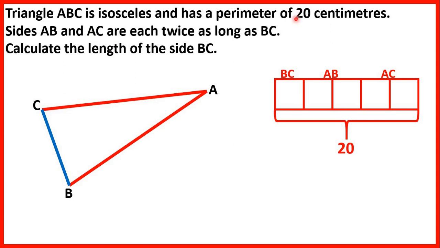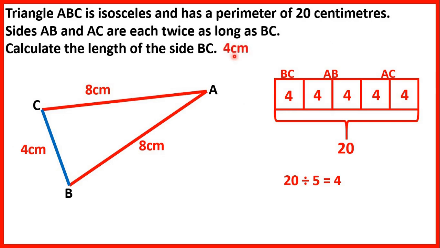Now the total length, the perimeter, is 20, and because we have 5 squares, if we divide 20 by 5, that tells us that each square is worth 4 centimetres. So line BC is 4 centimetres, and our other lines AB and AC are both 8 centimetres, because they have 2 bars of 4, and 4 plus 4 is 8. So the side BC is 4 centimetres long.